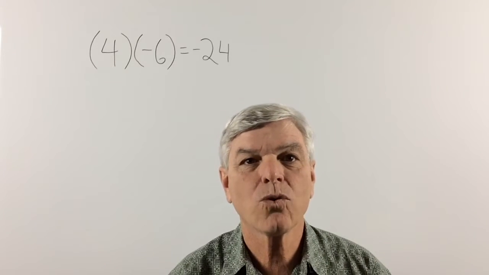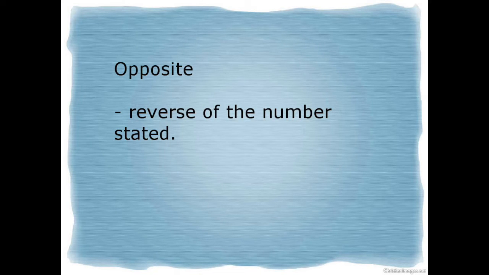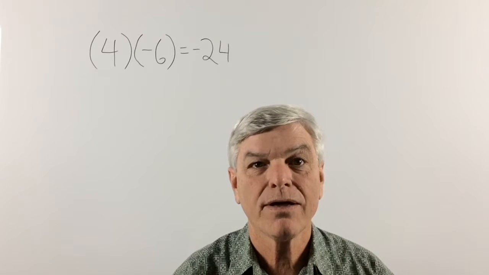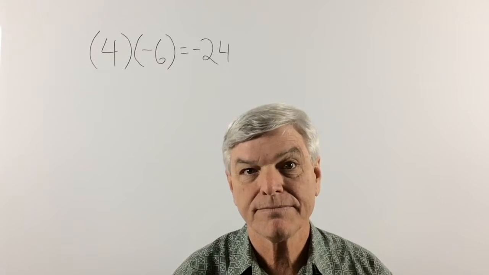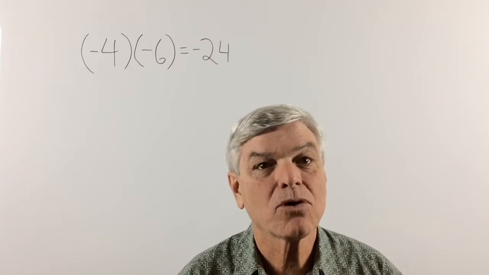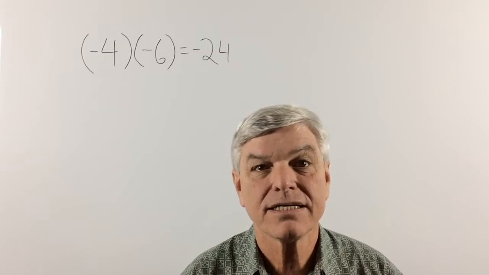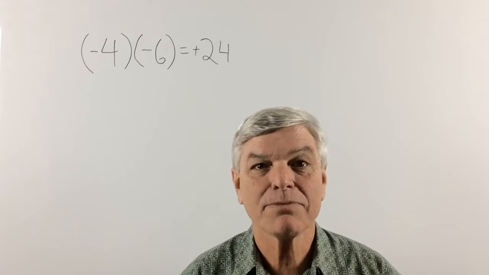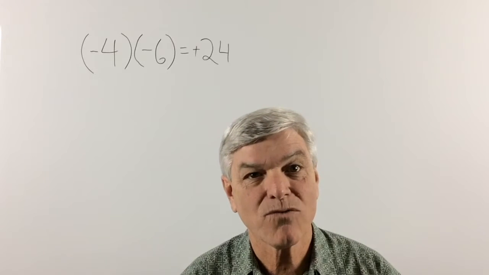Now, quite often the word opposite is used instead of negative. Opposite means the reverse of the number stated. So the opposite of 4 would be negative 4. The opposite of negative 6 would be positive 6. Now let's try multiplying two negative numbers. Negative 4 times negative 6 is positive 24. Another way of saying this is the opposite of 4 times the opposite of 6 is positive 24.